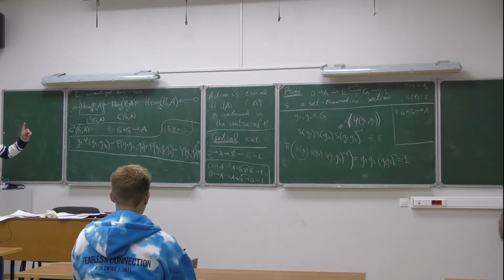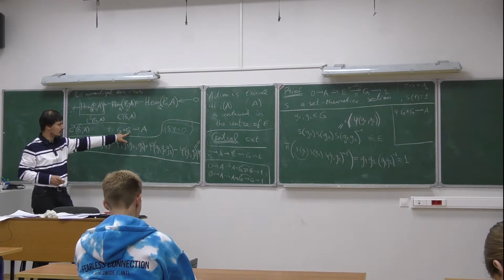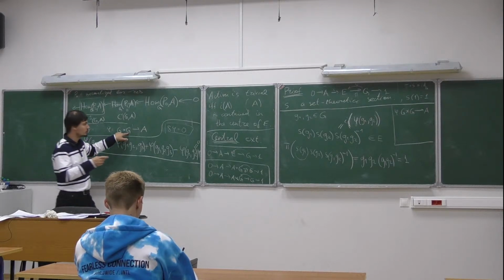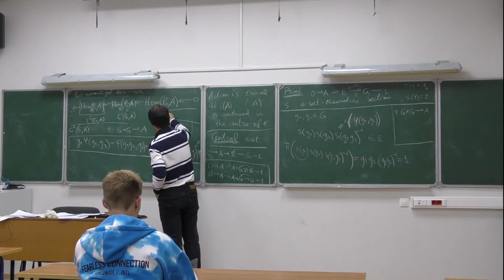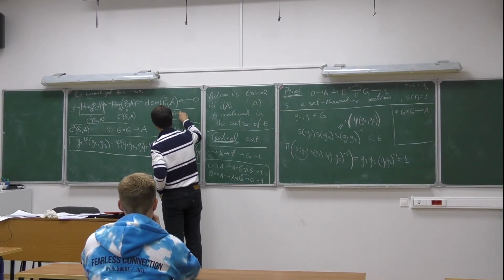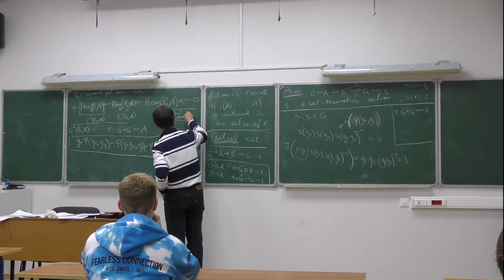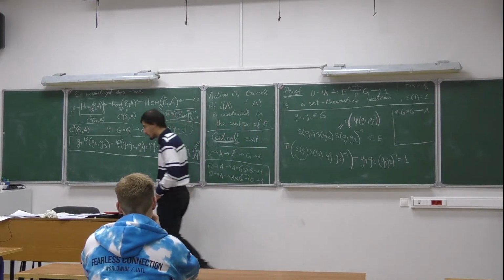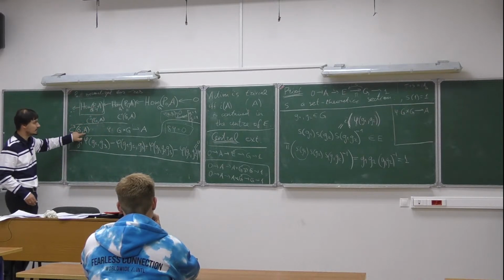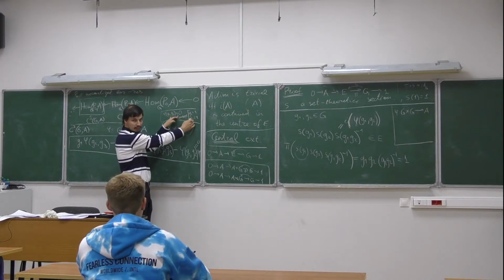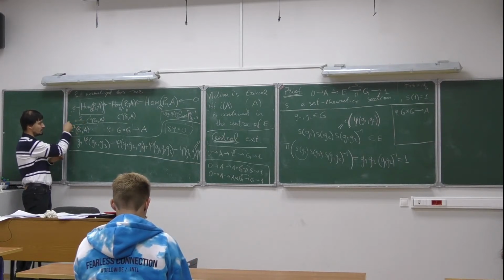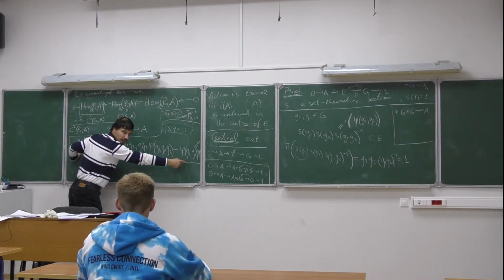And one important detail: since I prefer to work with a normalized bar resolution, I also should add a condition that phi of g1, g2 equals 0 whenever at least one of the elements g1 or g2 is trivial, the unit. So C2 of G, A consists of all functions phi which satisfy this condition, and the condition that we are in the kernel of the differential delta is exactly this cocycle condition.